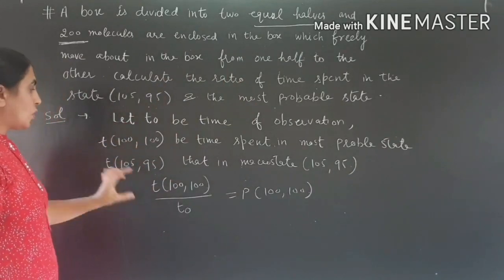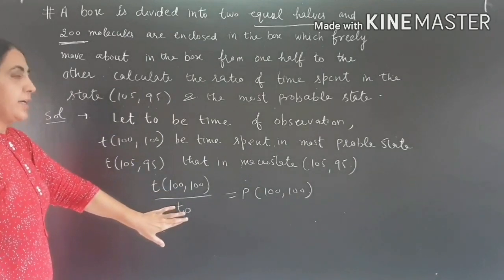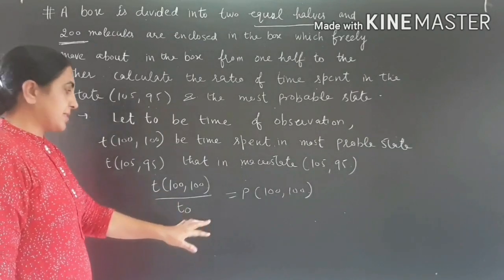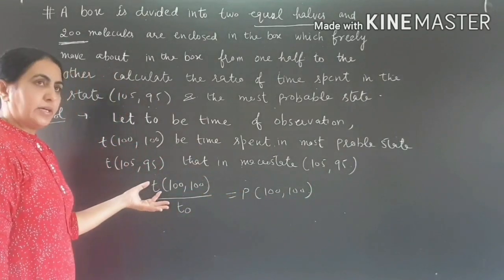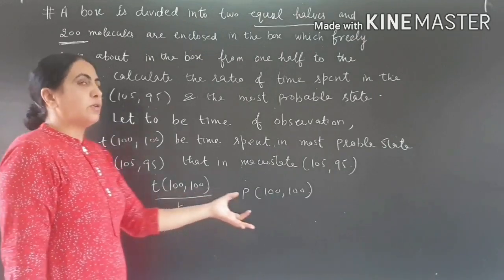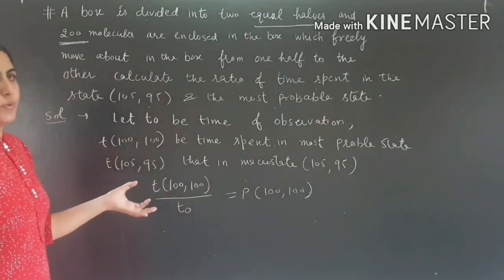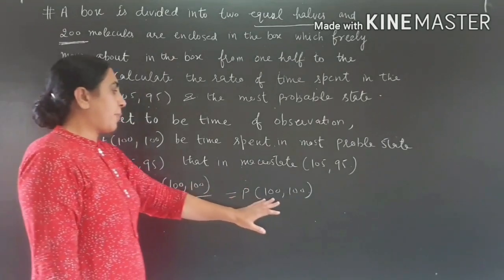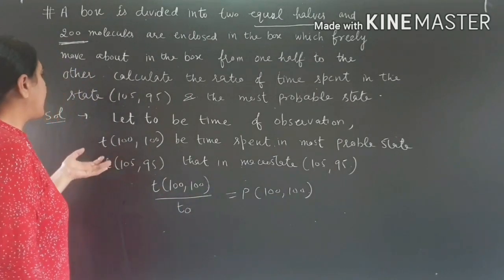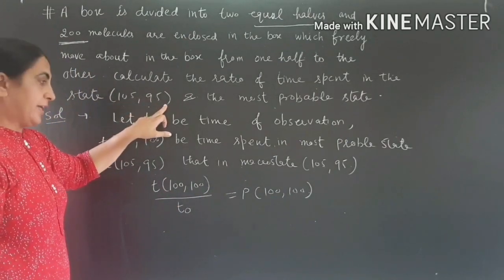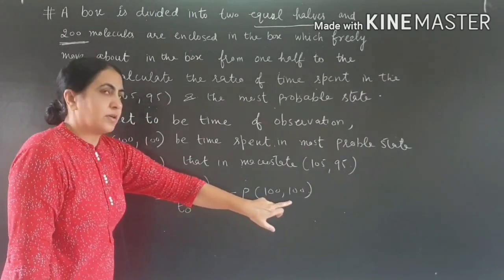So T 100,100 divided by T0, we know, is equal to the probability P 100,100. The ratio of these two times is equal to the probability. This we have to find out. Here we first find out the probability for 100,100, and then we will find out for 105,95.